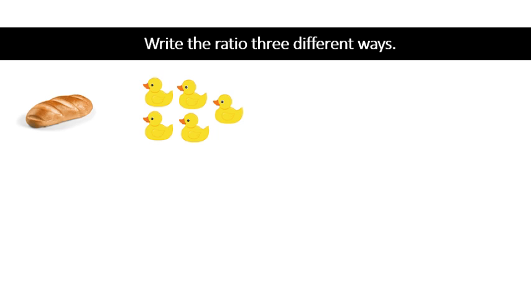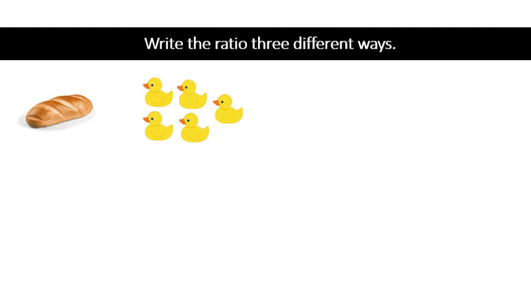Today we're going to be talking about ratios, beginning with 1 piece of bread compared to 5 ducks. That's right, folks. A ratio is simply saying how much of one thing there is compared to another thing. In this case, we're talking about bread to ducks. So we have 1 loaf of bread compared to 5 ducks.